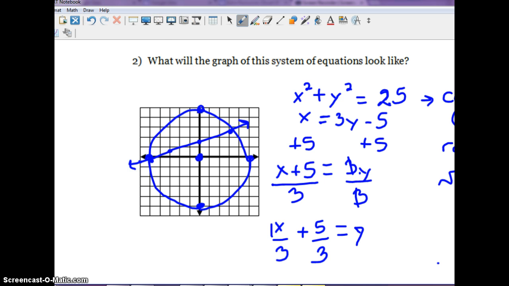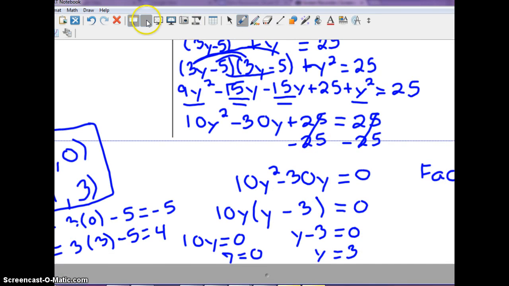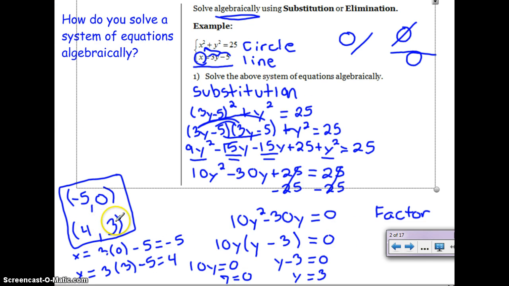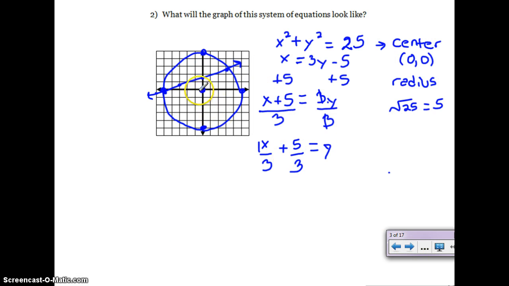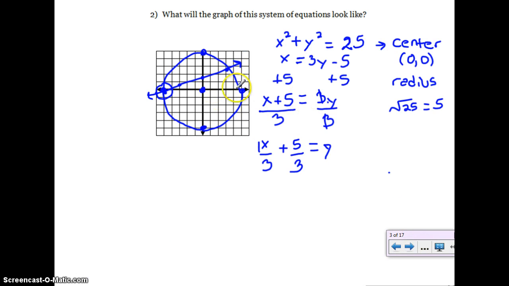All right? So my solutions were supposed to be at -5, 0, and 4, 3. Let's see if we were right. So -5, 0, 1, 2, 3, 4, 5. That does look like we're pretty much close right there. And 4, 3. 1, 2, 3, 4. All right, so I'm guessing my circle was drawn a little bit further out, there we go. So they should actually be intersecting right there.